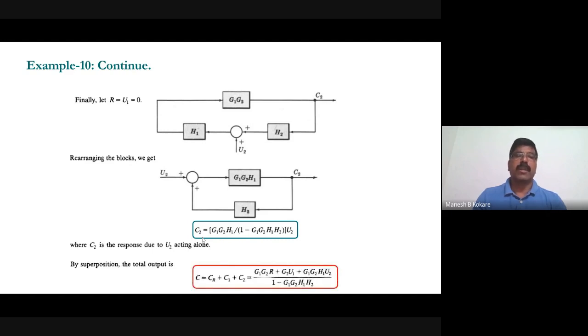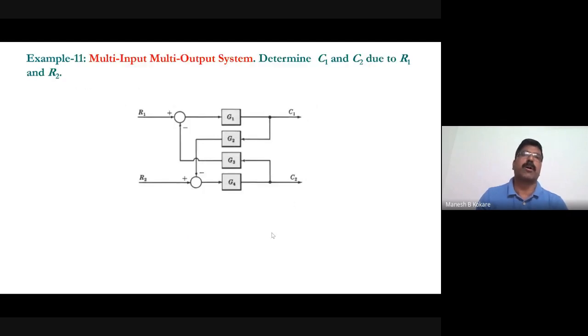Okay, so you'll get by superposition principle C is equal to CR plus C1 plus C2. So just you have to add all those things, right? And this is output, but if you want to find out the transfer function, so you have to take this U2 here, C2 by U2, and just add that one, right? So that will simplify. I hope that you have understood this problem.